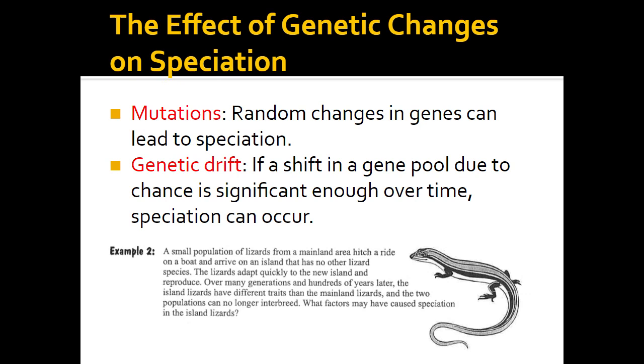So here we have a similar example, example 2. You have a small population of lizards from a mainland area hitching a ride on a boat and arriving on an island that has no other lizard species. They adapt quickly, they reproduce over many generations, and hundreds of years later, the island lizards have different traits than the mainland lizards, and the two populations will no longer interbreed, though like I said, they probably wouldn't be exposed to each other to do that anyway.